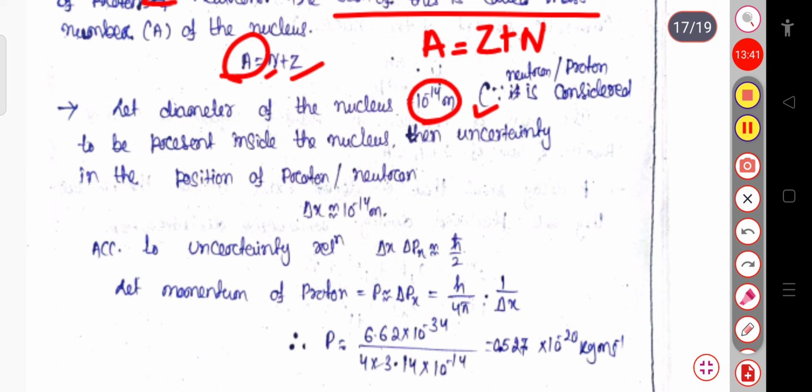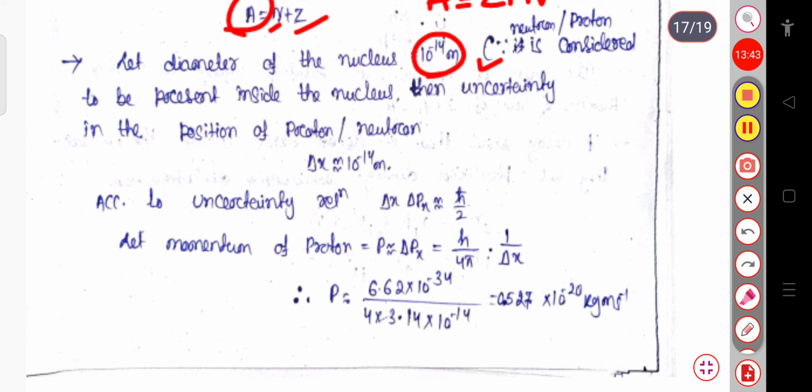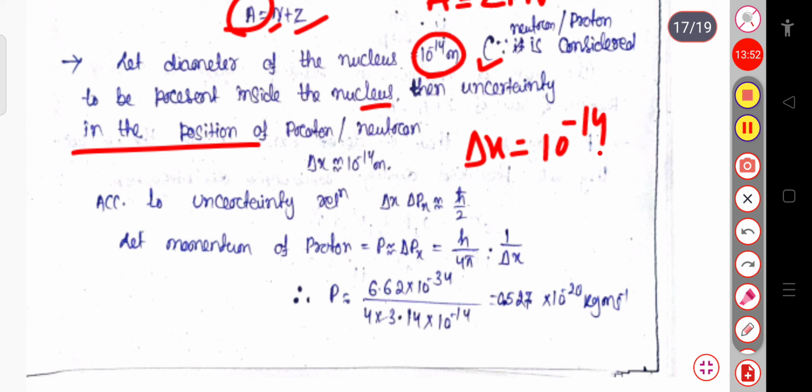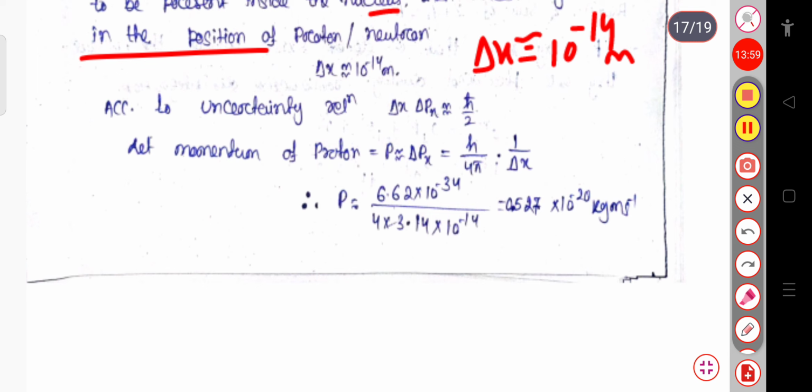So if the neutron or proton is considered to be present inside the nucleus, then the uncertainty in the position of the proton or neutron, we can write delta x, is near about 10 power minus 14 meter. Now according to the uncertainty relation, we can write delta x into delta px is near equal to h bar by 2. H bar is equal to h by 2 pi.